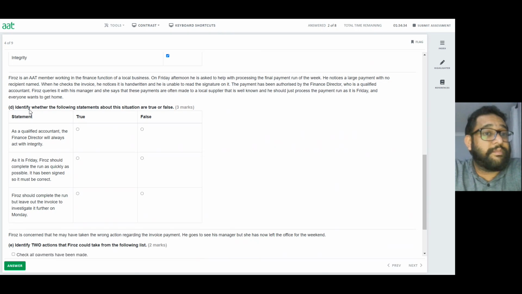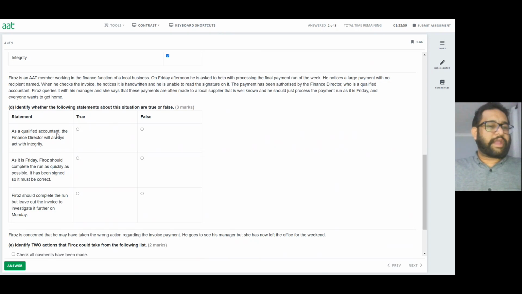Firoz queries it with his manager, and she says that these payments are often made to a local supplier that is well known and he should just process the payment run as it is Friday and everyone wants to get home. So now you're in a dilemma. You're looking at it now, considering what you're going to do, and Firoz is good to flag this kind of situation. Identify whether the following statements about this situation are true or false.